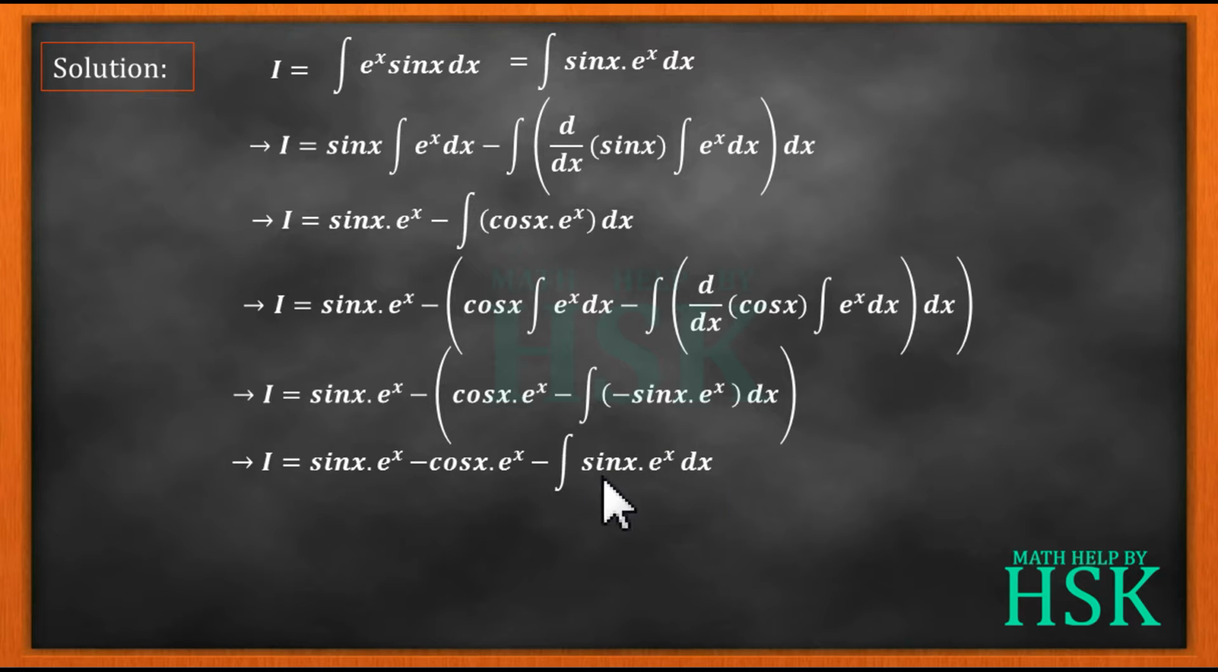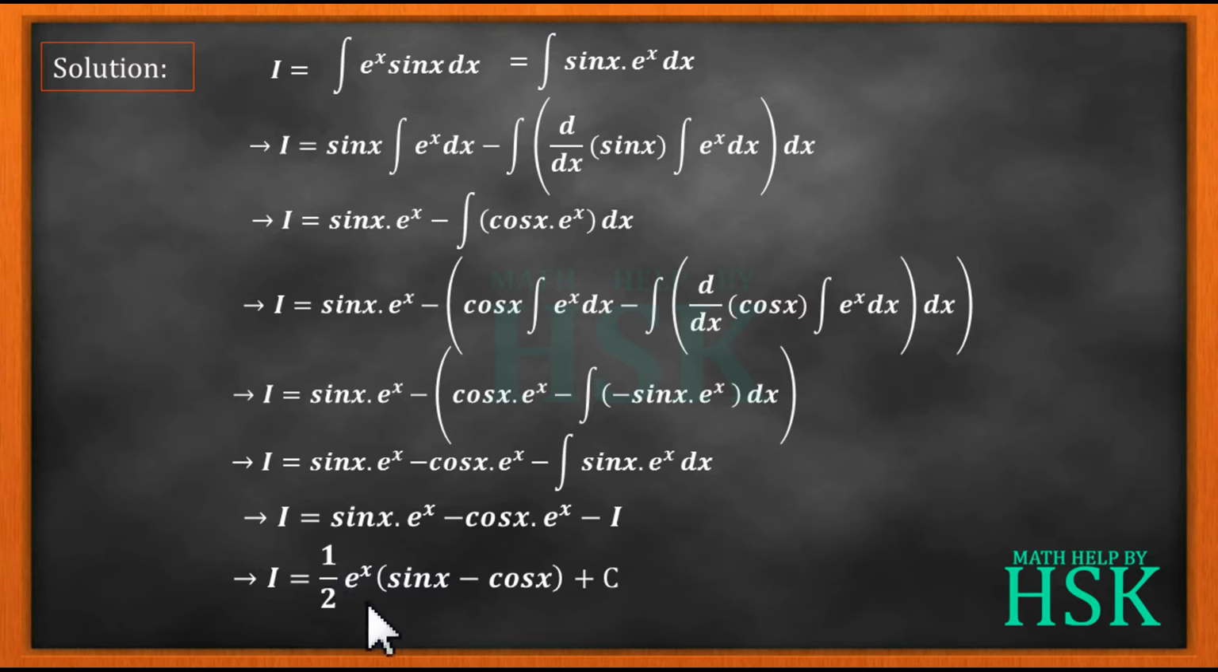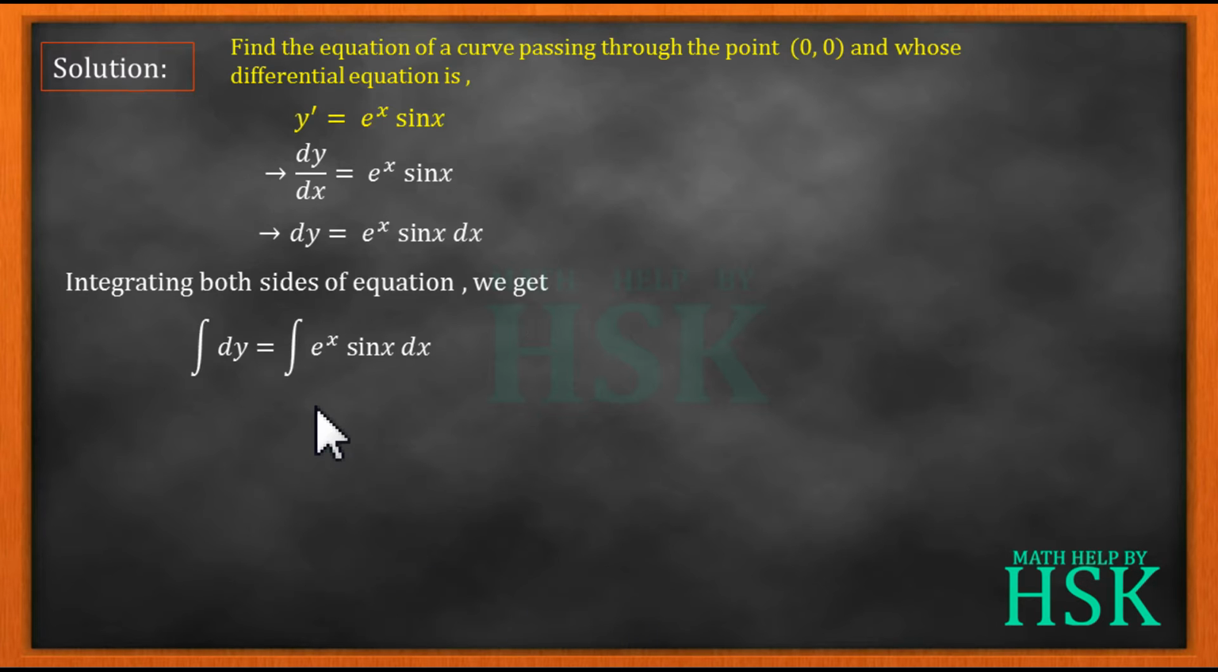Now if you observe this value, integration of sin x into e to the power of x dx, this value is the value of I, that is the original integral from where I started. So this value can be replaced by I. This I is going to go here, and I obtain 2I as equal to this value, or I can write I as equal to 1 by 2 times e to the power of x into (sin x minus cos x) plus c. Now on placing the value of this integral and writing integration of dy as equal to y, I get this expression.